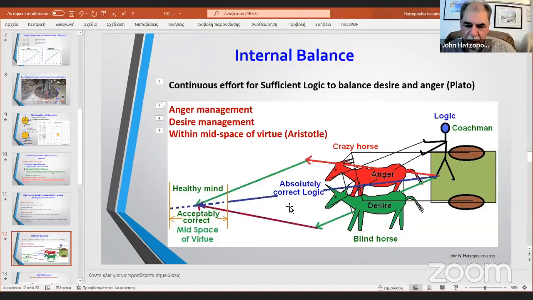Of course, we can also take into consideration Aristotle's midway of virtue. If we do, we may say that the logic is not necessarily to balance exactly these two forces, but could be a little bit less or a little bit more. That defines the mid-space of virtue, okay? This is the acceptably correct logic to get these two forces into the virtue, which is how the human mind could also work. And we need to have anger management and desire management within the mid-space of virtue.